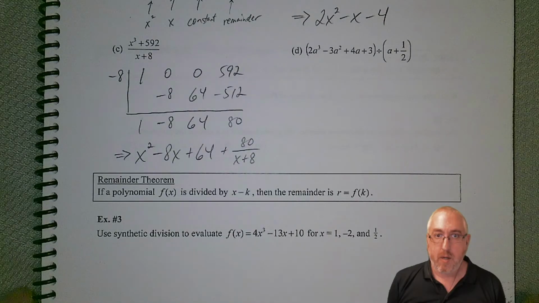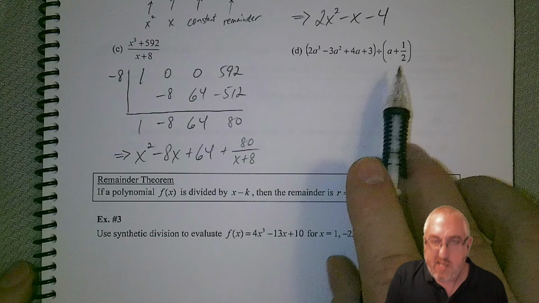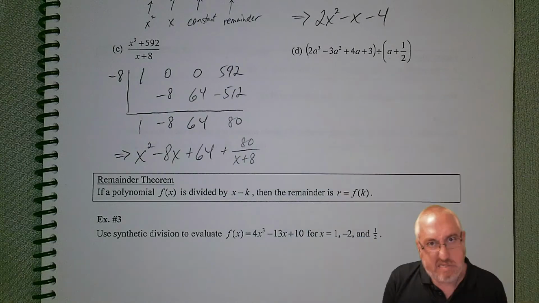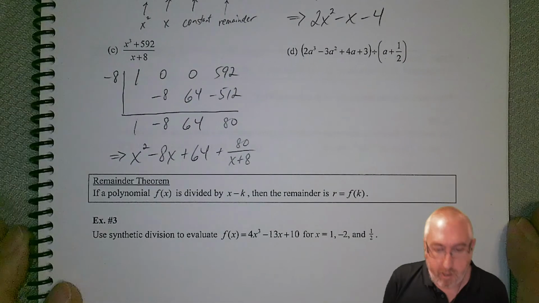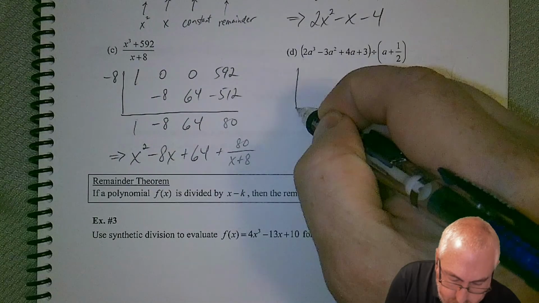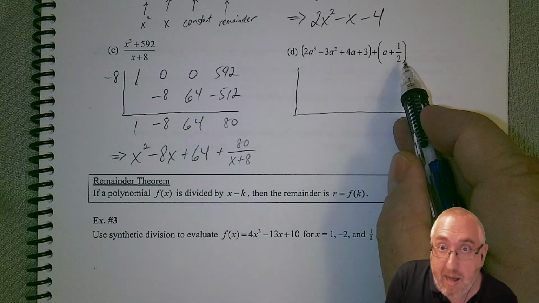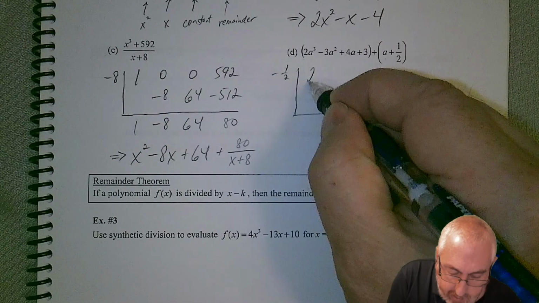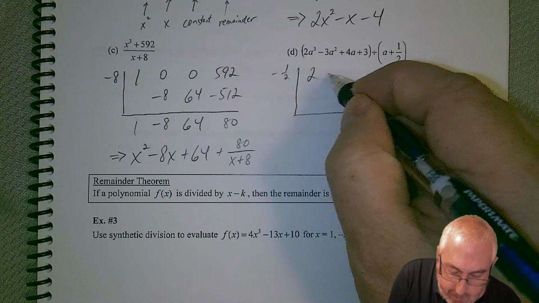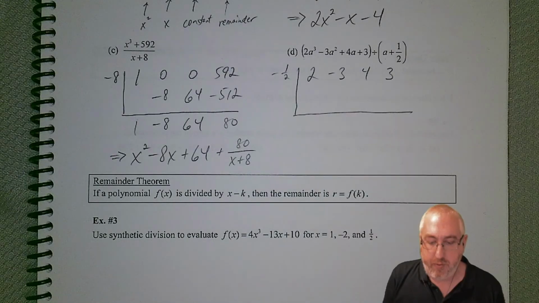All right. So, on a roll with this stuff, let's get messy. Let's look at fractional values of k. Ugh. Not pleasant, but we can do it. So, a plus 1/2, so k is negative. And we got a 2, we got a minus 3, positive 4, and a positive 3.